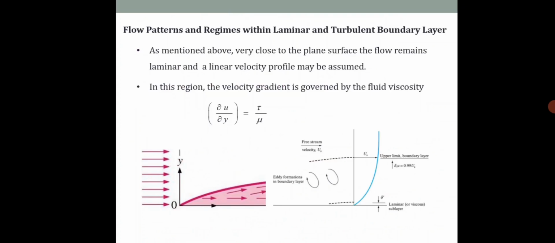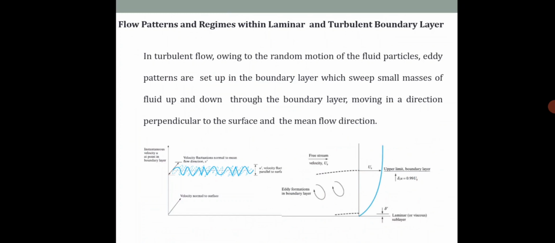You can see the flow patterns, how it is very close to the plane surface. The flow will remain laminar and a linear velocity profile can be assumed. In this region the velocity gradient will be governed by the fluid viscosity, that is ∂u/∂y equals tau by mu. Please see the diagram of the eddy formation in the boundary layer. You can see the free stream, the lower layer we can see is the laminar or viscous sublayer, and the upper layer also we can see.